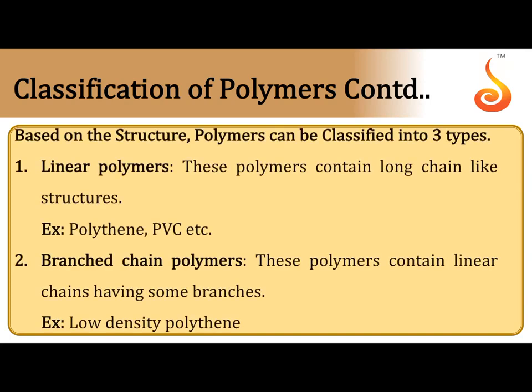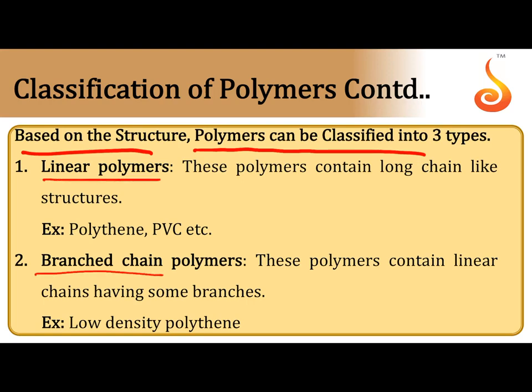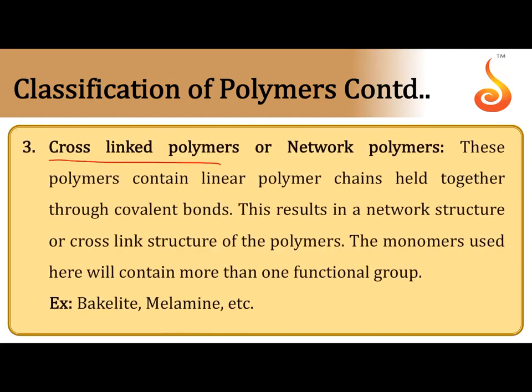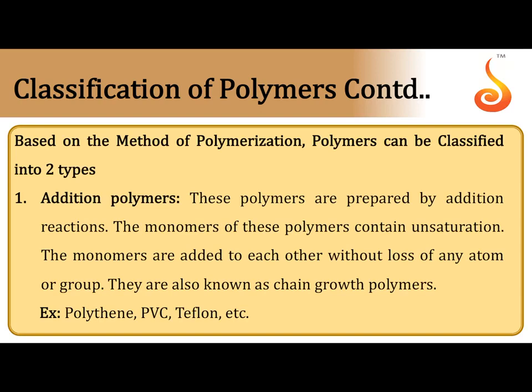Next, synthetic polymers, I already told. Next, based on the structure, polymers are classified into three types: linear polymers, branched polymers. Some branches are there, just remember the examples. Next, cross-linked polymers or network polymers. Highly crossed, all monomers get combined through cross links. Such type of polymers are called cross-linked polymers or network polymers or three-dimensional polymers. Examples: bakelite and melamine.